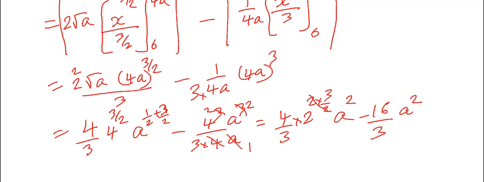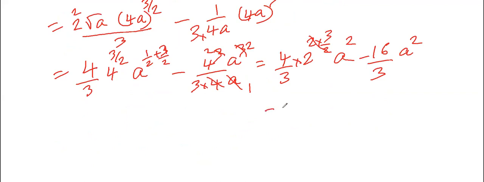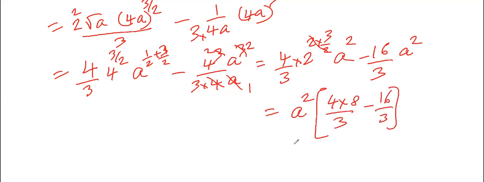Next, you can take a square as common. Then what we'll get here: this is 4 and this is 2 cube. 2 cube is 8, so you are going to write 8 divided by 3 minus 16 by 3. Here again you can take common. What can you take common? 16 by 3 you can take common easily.